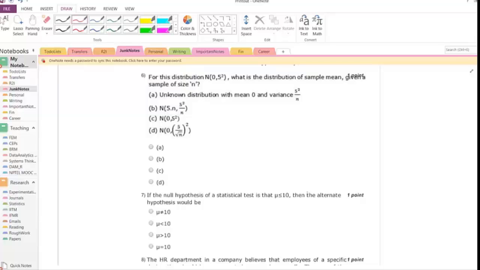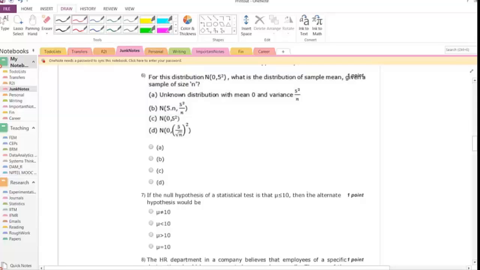by a factor of square root of n. So you could either think of it as this new standard deviation should be, if the old standard deviation was 5, the new standard deviation should be 5 divided by square root of n. Or you can think of it as if the old variance was 25, then the new variance would be 25 divided by n. So it's either the new standard deviation is 5 divided by square root of n, or the new variance is 25 by n.